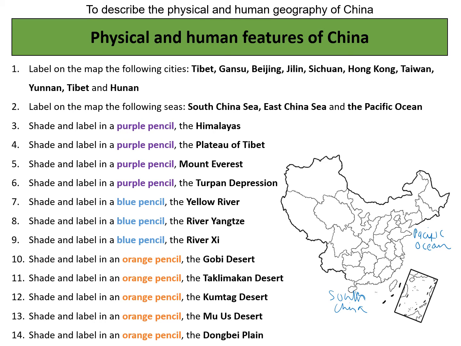Okay, so the next thing it says is shade in a purple pencil the Himalayas. So you will need to make sure you have access to something that will help you do this. So the Himalayas roughly is found along here. And then you would label that the Himalayas. And then do the same things for questions 3 to 14. So pause the slides here and have a go at completing those activities.